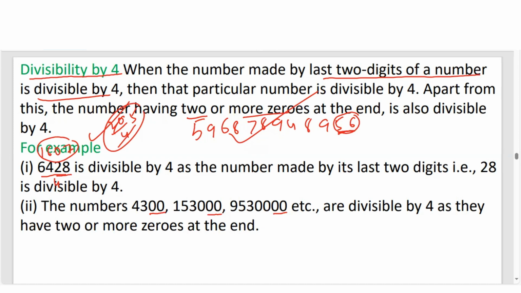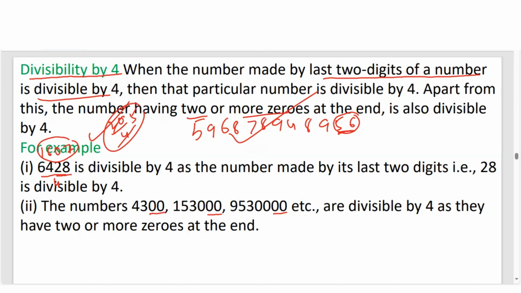Similarly, 6428. We want to check whether this number is divisible by 4 or not. So just focus on the last two digits, that is 28. 4 7s are 28. Yes, divisible. So 6428 is divisible by 4.